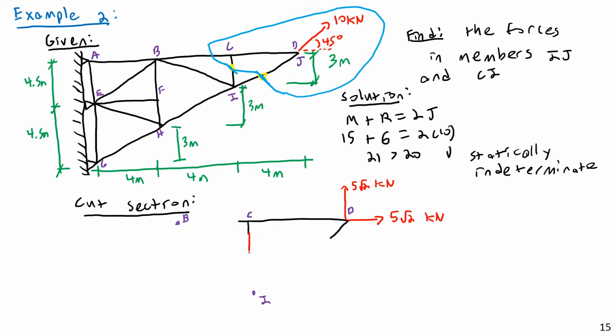Then I'm going to have FCI, the force in member CI. Again, notice I am assuming tension for all of this. And then FDI, the force in member DI. And then FBC, the force in member BC here.